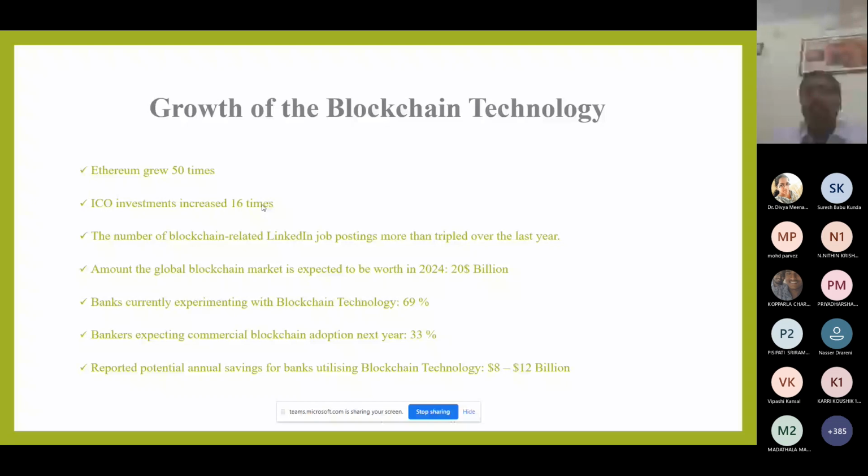69% of the banks are actually experimenting. Some have also adopted. Bankers are expecting commercial blockchain adoption over the next year. So the reported potential annual saving for banks utilizing blockchain is 8 to 12 billion US dollars. So this actually speaks to the growth of this blockchain technology.